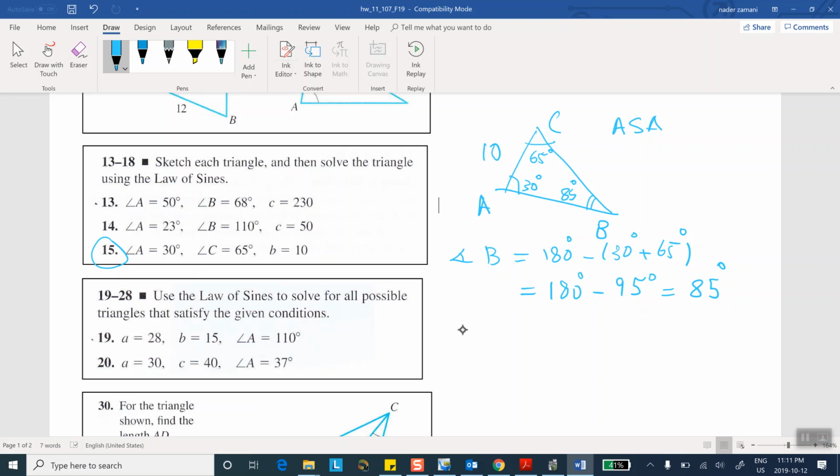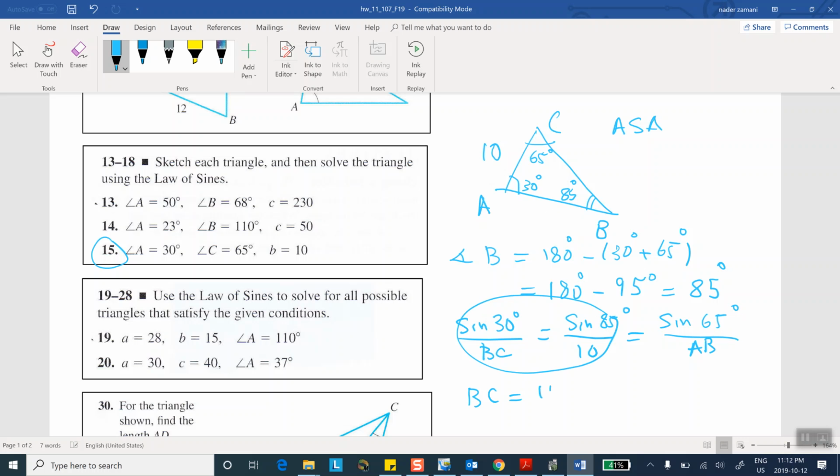So let's see what we have. Sine of angle A, which is 30 degrees, divided by side BC that we don't know, equal to sine of the angle B, which is 85, divided by AC, which is 10, the length facing it, and this is equal to sine of 65 degrees divided by AB, which is facing that 65-degree angle. So if you look at this, we're going to find BC right away. BC is equal to 10 sine of 30 degrees divided by sine of 85.